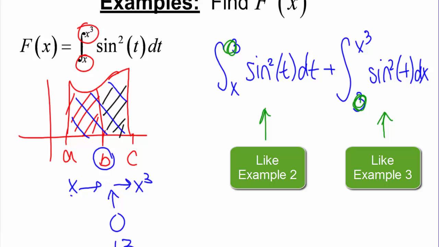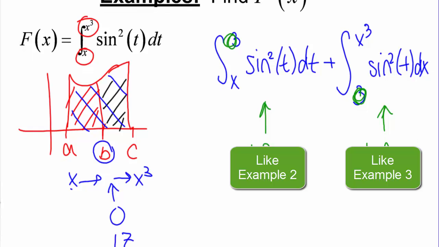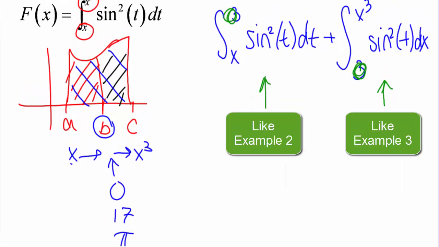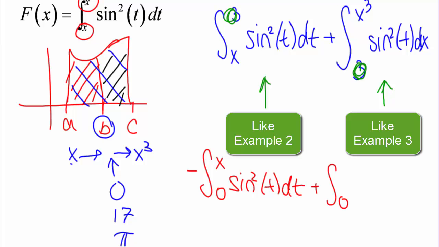So now each of these problems is like ones we've already done. So the integral from x to 0, how do you fix that? Make it negative. So this is now negative the integral from 0 to x of sine squared of t dt. And then the second one, I'm going to leave it just like this for now. It's when I go to take the derivative that I'm going to have to remember to use the chain rule. Oops, that's a t. Okay, so now I'm ready.